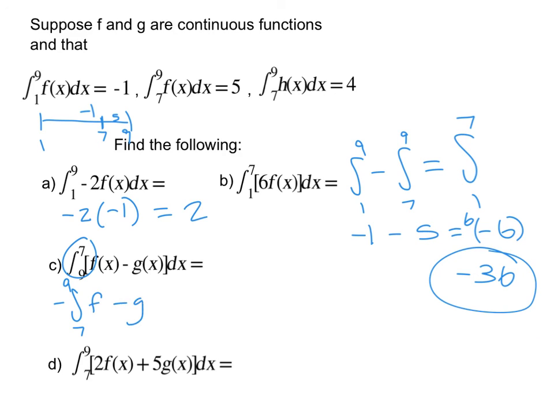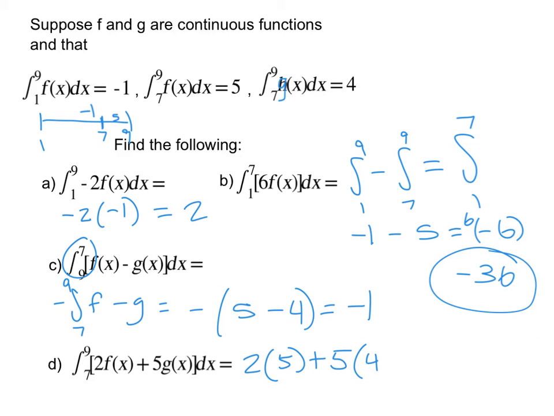So f minus g. So negative, what's f from 7 to 9? That's a 5. And then g is 4. So we get -1. And then 7 to 9, 2. F was 5. G. Oh, I forgot to change it to H. Whatever. This is G. Just kidding. 4. 20, 30. That's it.